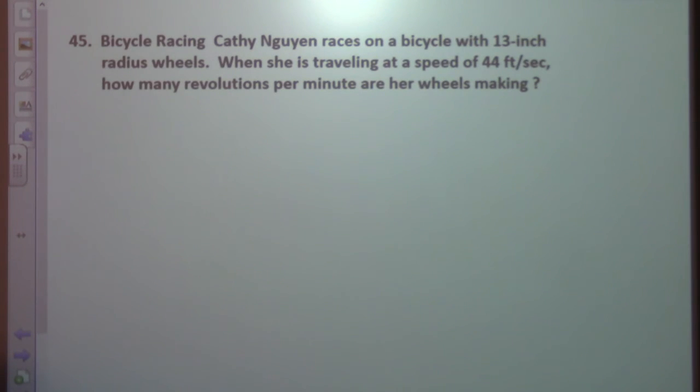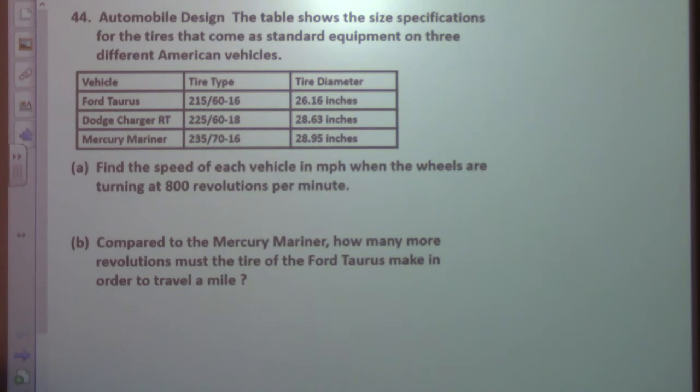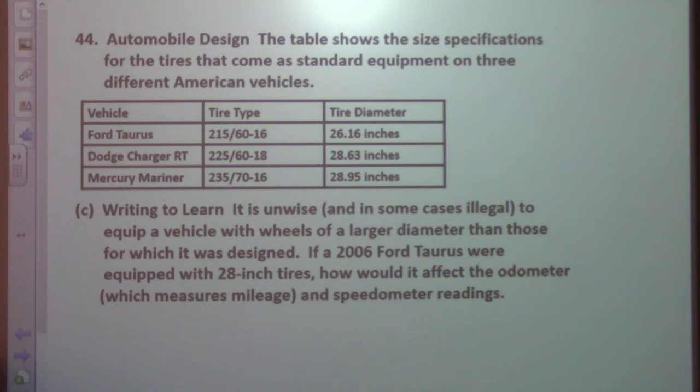Okay, we're to this section right here, where we have 44. And so basically we're looking at applications of the arc length formula. So you have a table here where you've got 3 types of cars. Find the speed of each vehicle in miles per hour when the wheels are turning at 800 revolutions per minute. So you have parts A, B, and C.